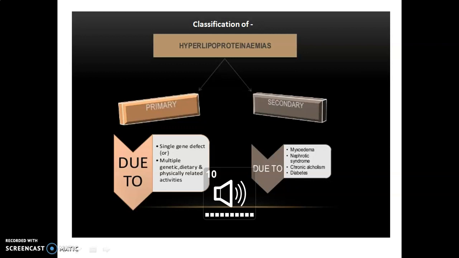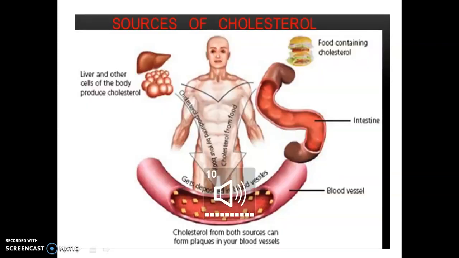This is the disease condition, and the second part, secondary hyperlipoproteinemia, has been associated with diabetes mellitus, hyperthyroidism, renal disease, liver disease, alcoholism, and certain drugs. It is also associated with nephrotic syndrome and chronic alcoholism, or with diabetes. So the primary and secondary disorders can be the reason for hyperlipoproteinemias.